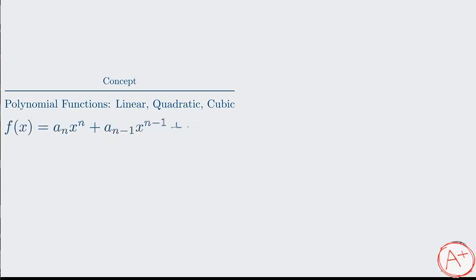Let's start with the most straightforward type, polynomial functions. This includes linear, quadratic, and cubic functions. A polynomial is defined for every possible real number. Unless the question explicitly gives you a restriction, the natural domain is always all real numbers.